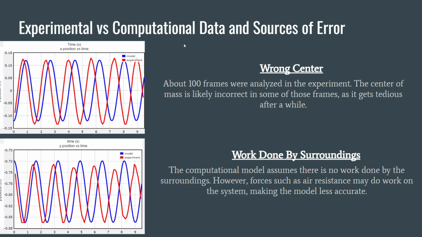Okay, so this is what we observe. The blue is the model, the red is the actual. And they're pretty close, but there are some errors. And this is why. So the center could be wrong in each of the frames. Like I said, there's about 100 frames that we analyzed. So the odds that the center is accurate for each one of those is very slim.